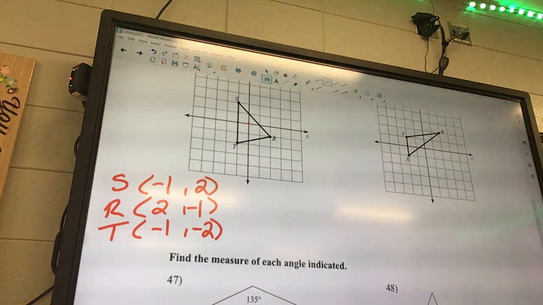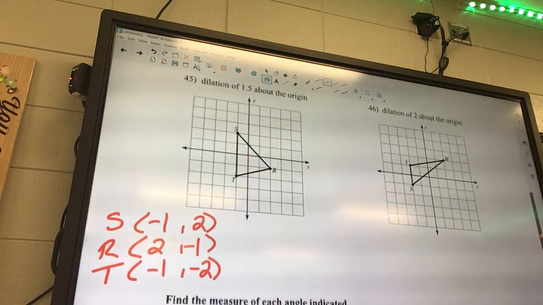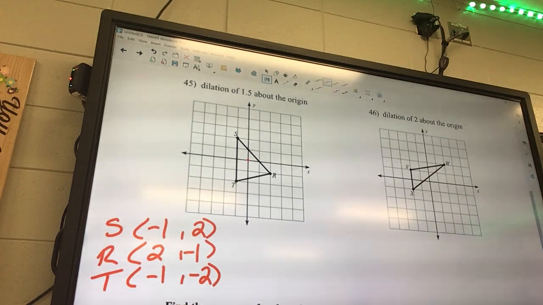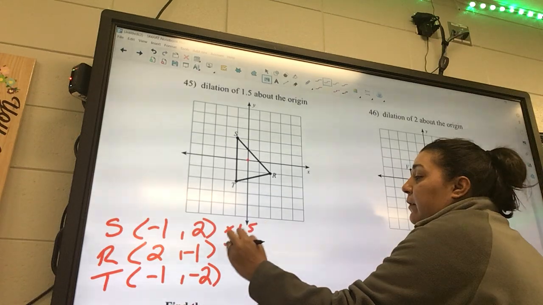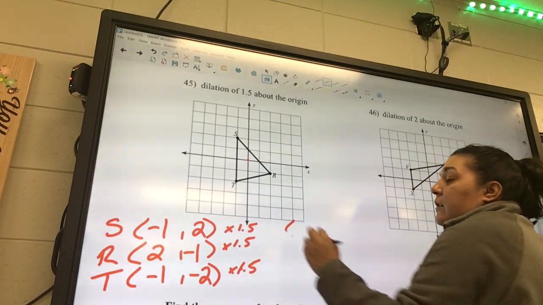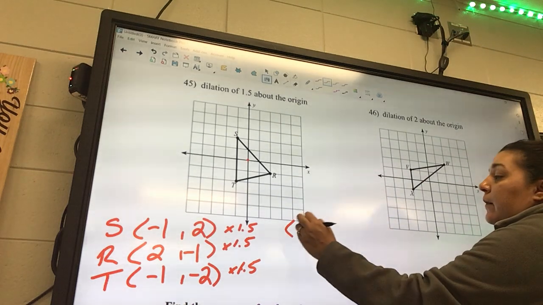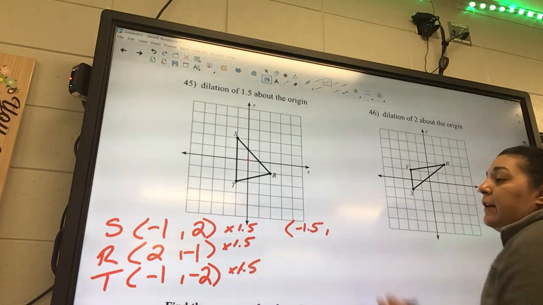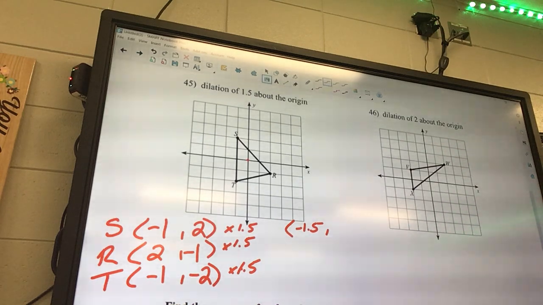Okay, so after we find the coordinates, you're going to multiply every single coordinate by 1.5. So all of these you need to multiply by 1.5. Right there. Yeah. So what is -1 times 1.5? -1.5. Or 2 times 1.5. What is 2 times 1.5?